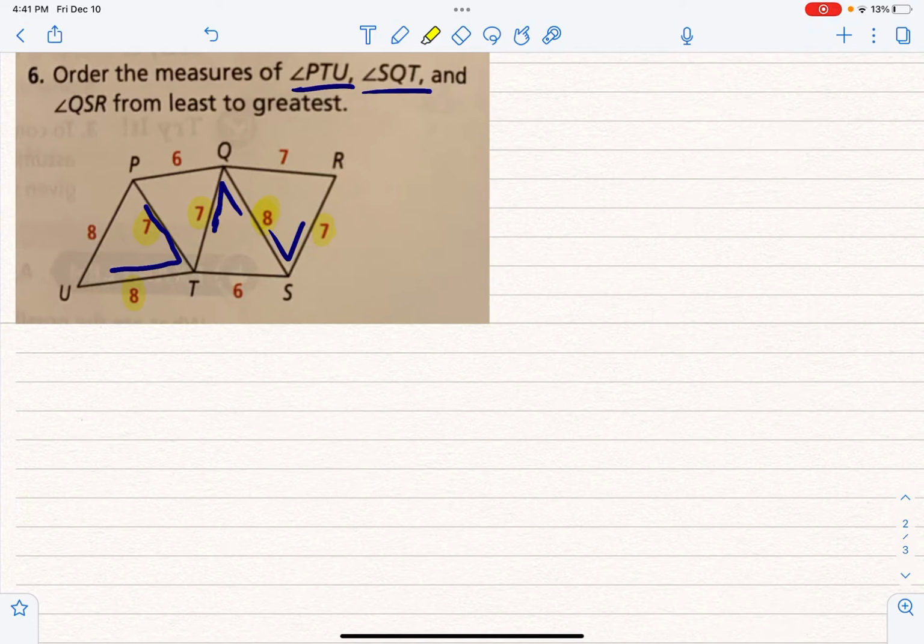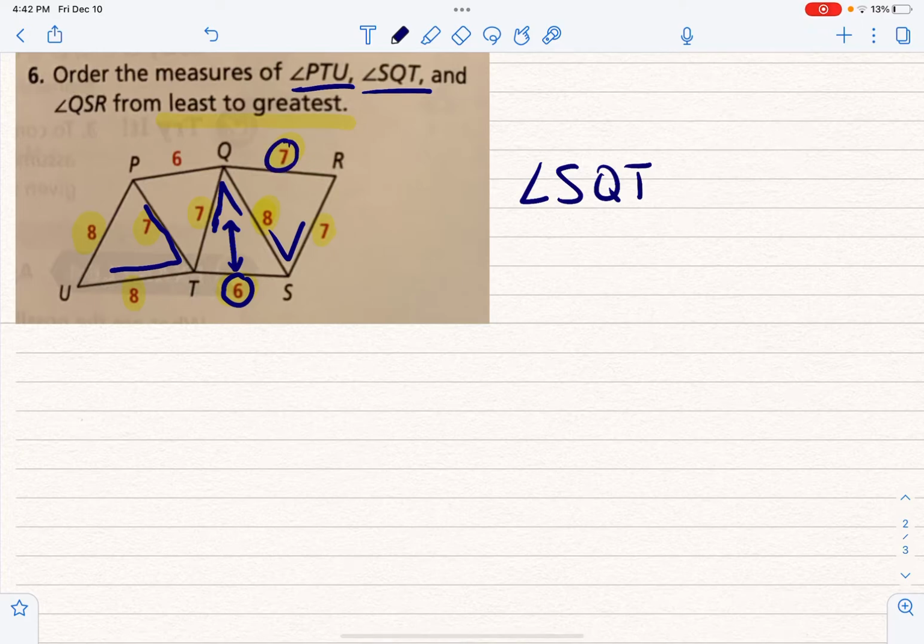So how wide or narrow the angle opens is going to directly be connected to the side opposite of that angle. So again, if we're trying to go from least to greatest, then the smallest side opposite of any one of those angles would be the 6, opposite of this angle right here. And so then the smallest angle would have to be angle SQT. Okay, that would be the smallest. And then 7 is the next biggest side that's opposite of one of these three angles that we've pointed out.